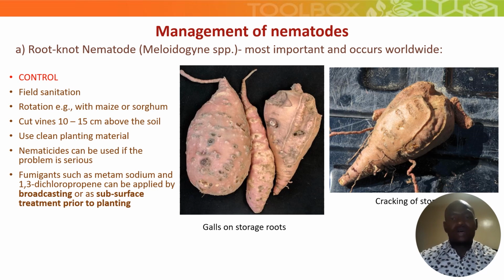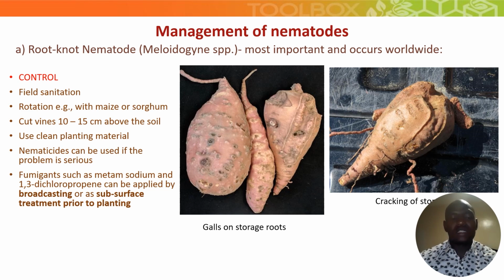I will go to the management of sweet potato nematodes. Nematodes are not common in most of the countries, but I guess you might have experienced them, so I will cover them also. The first nematode that is most important and occurs worldwide is the root knot nematode, and this causes galls on storage roots and cracking of the storage roots, therefore reducing the quality of the storage roots. And the plants also get stunted, so eventually you are reducing the quality and the yield.